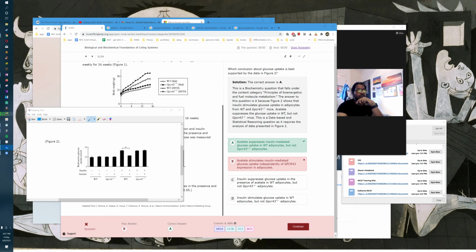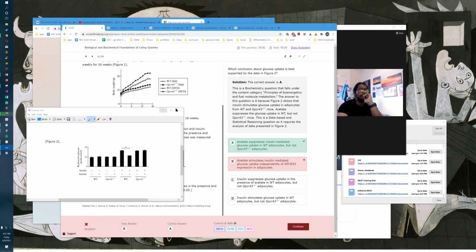Correct. So for this question, I would go right to this and then see what's different between no acetate and acetate. So acetate must work to block the reuptake. Okay.